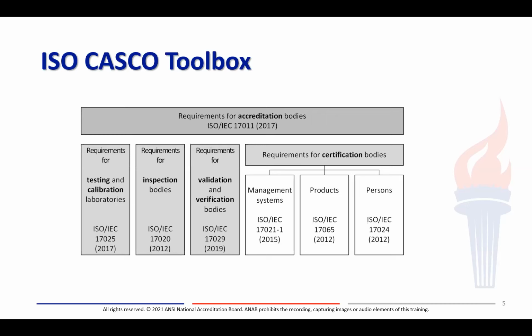This is an indirect relation to ISO 9001 in that ISO IEC 17021-1 is the standard that certification bodies must follow when certifying organizations to ISO 9001. The toolbox also contains requirements for inspection bodies, verification and validation bodies, and certification bodies for products and people.